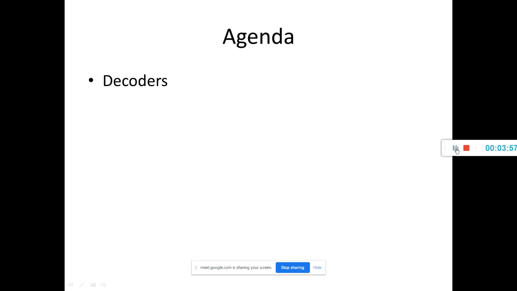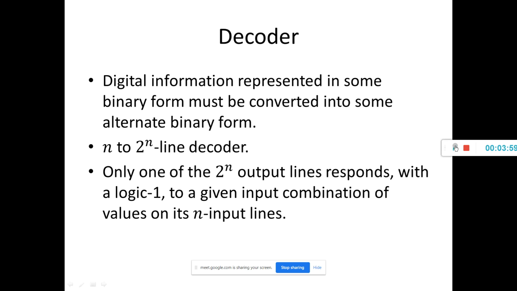So this is about decoders. As I told already, the commonly used decoder is the n to 2 raised to n line decoder. Only one of the 2 raised to n output lines responds with a logic 1 to a given input combination of values on its n input lines. I told you n input lines and 2 raised to n output lines will be there.